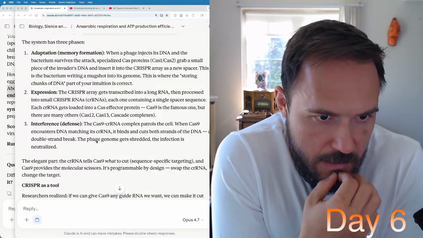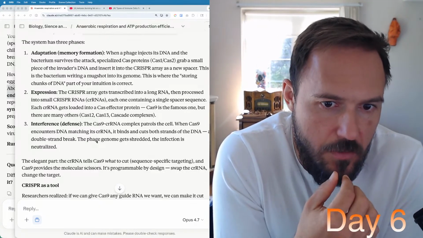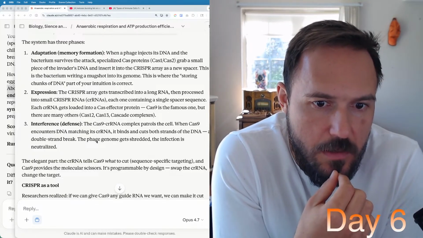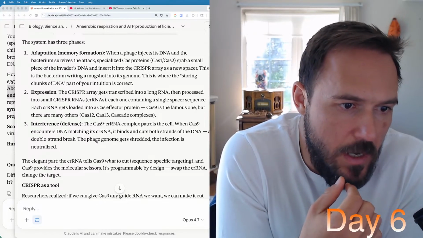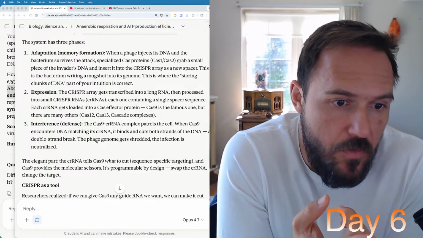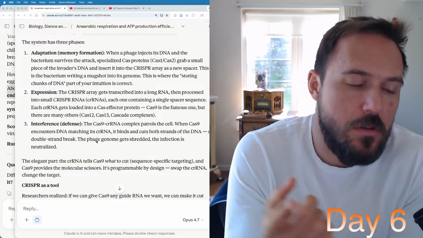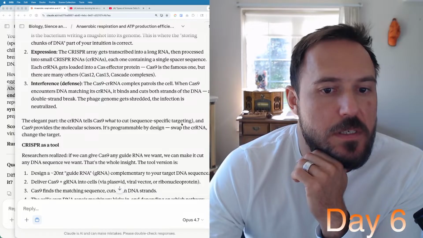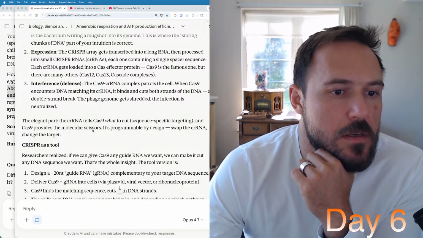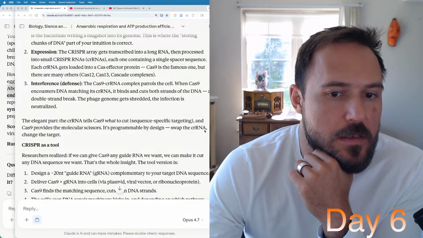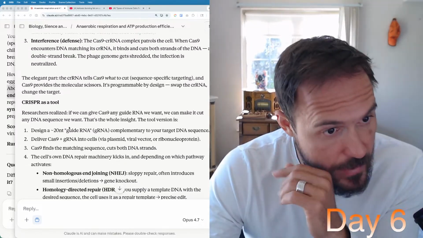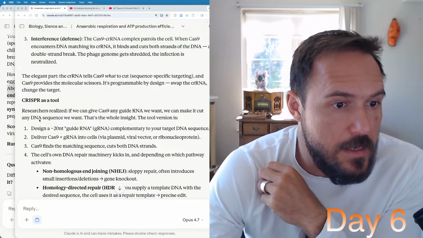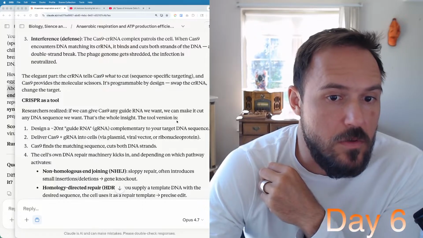Interference, defense. The Cas9-crRNA complex patrols the cell. When Cas9 encounters DNA matching its crRNA, it binds and cuts both strands of the DNA, a double-strand break. The phage genome gets shredded, the infection is neutralized. Wow. The elegant part: the RNA tells Cas9 what to cut, sequence-specific targeting, and Cas9 provides the molecular scissors. It's programmable by design. Swap the crRNA, change the target. Researchers realized that if they can give Cas9 any guide RNA we want, we can make it cut any DNA sequence we want. That's the whole inside of the tool version.